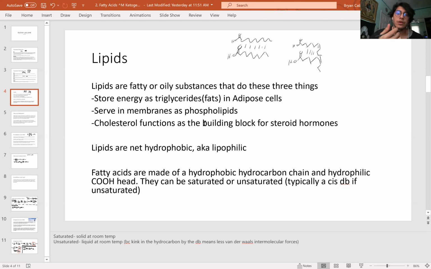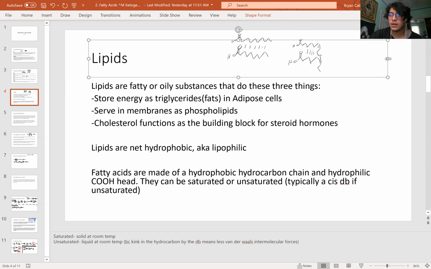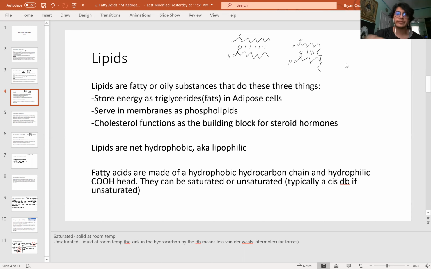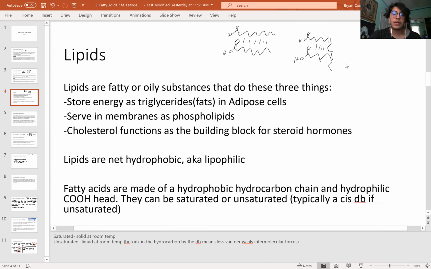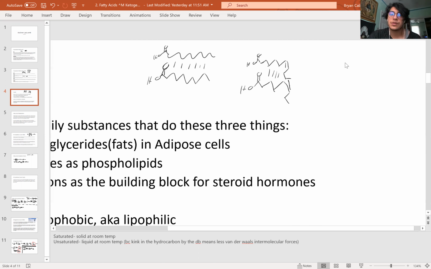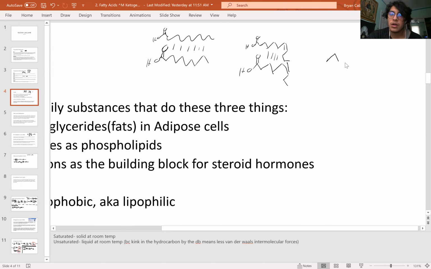So they can be used for different things, such as storing energy, as we said before. Let's say you had a big fatty meal, with a bunch of grease or whatever it happens to be. Then rather than waste those lipids, your body is going to store them as triglycerides in adipose cells. So your fatty acid is kind of like your monomer that you're working with right here.